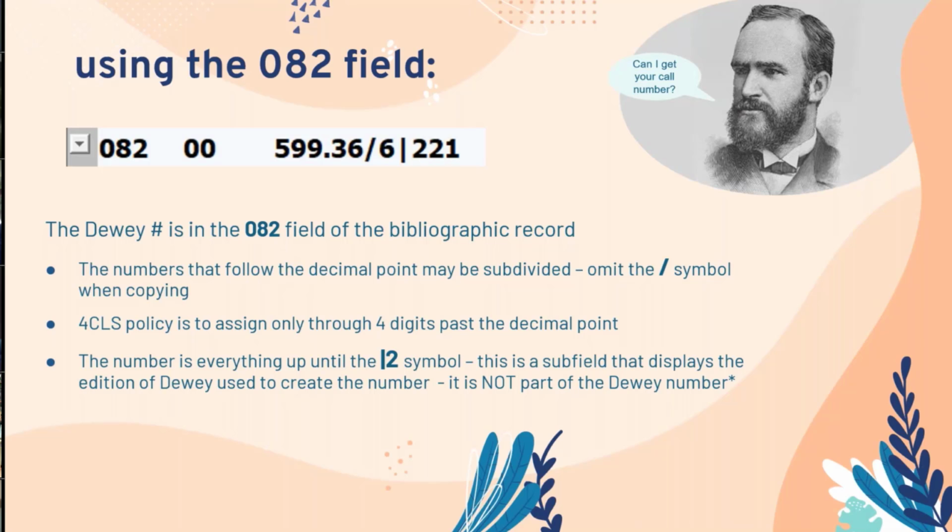And that number is everything up until you see the delimiter symbol again. Just like we talked about the dagger Z, here's a dagger 2. And you can consider it a wall in this scenario. The number is everything up until you hit that wall. And then that's a different subfield. And if you're curious, that's the subfield that displays the edition of Dewey used to create the number. It's not part of the Dewey number that you'll need for your call number on the call number item screen.